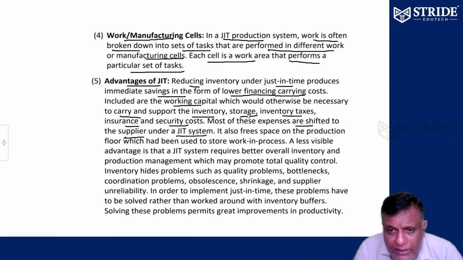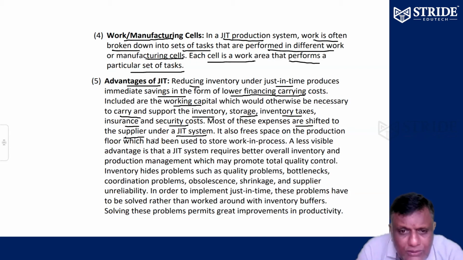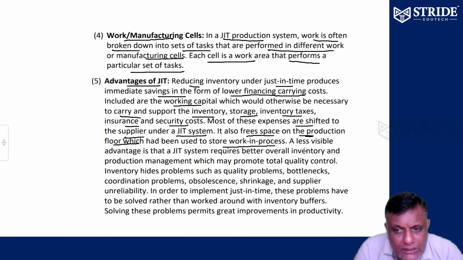Inventory carrying cost eliminated, storage eliminated, inventory taxes eliminated, insurance for the product coming in eliminated, security cost eliminated. It is just shifted to the supplier only. That's it. I have free space, so I can start more production. I have more free space available, a less visible advantage.